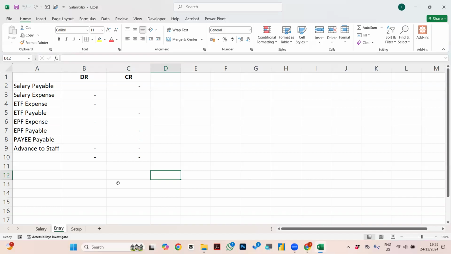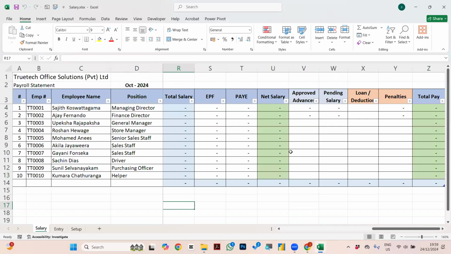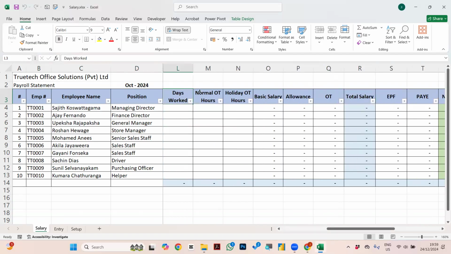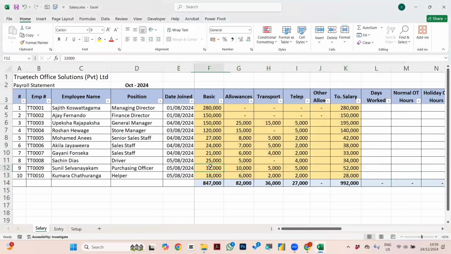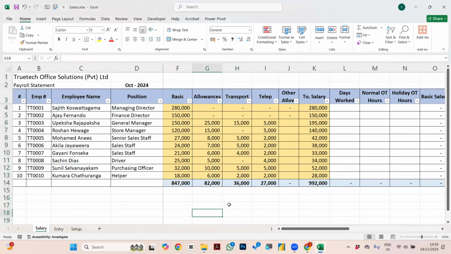All right. Anyway, this is the salary sheet I have. I've got the employee number here, employee name, position, days worked, normality. I have also hidden some information here. I'm going to unhide it. Here, joining date, that's not necessary. I'm going to hide it. So this shows the salary details, the salary structure of the employee.